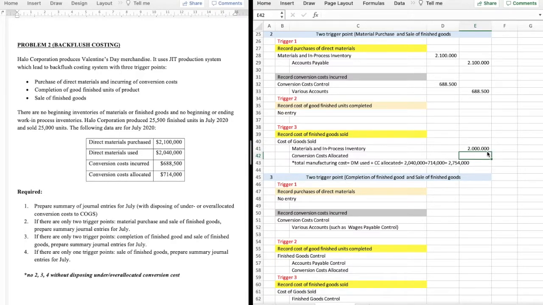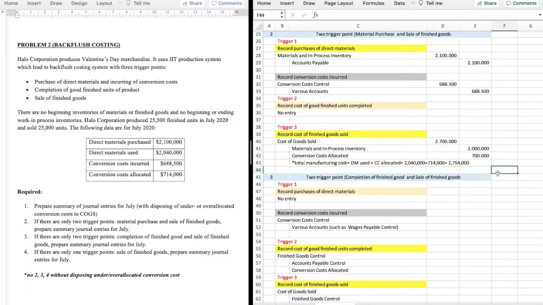And for the conversion cost, same, we are going to take 25,000, that is the units that's sold, and divide it by 25,500, that is the units produced, and multiply it with the conversion cost allocated. And so we get the cost of goods sold by adding the materials with the conversion cost. The cost of goods sold is 2.7, but if you were asked what is the total manufacturing cost, the answer is to add the direct material used and the conversion cost allocated, that is 2,754.